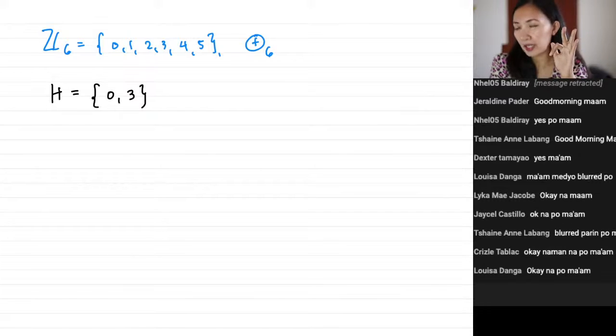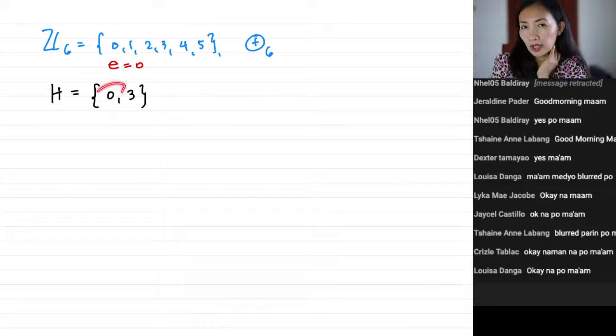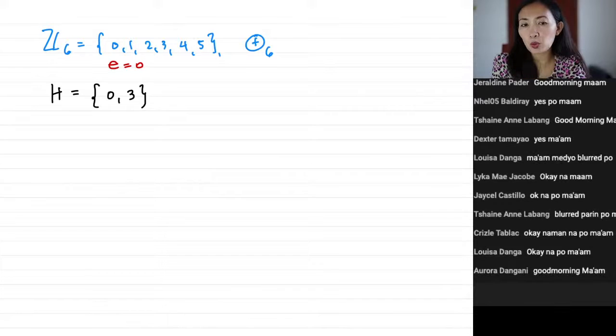And the number 3, check on the existence of the identity. What's the identity element here? Here, our identity element is 0. Nasa set ba yung 0? Mayroon, nandun, oh. The identity element 0 is contained in the set H. And fourth property, what's property number 4? Every element of this subgroup should have an inverse.